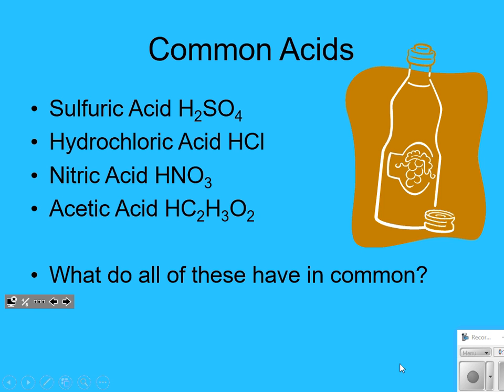And then I have a question: what do they have all in common? Well, what do acids all have in common? They start with a hydrogen. It's important to note it's the hydrogen that they start with that makes them an acid. Because look at acetic acid. Acetic acid actually has 4 hydrogens in its formula, but it would only donate 1.